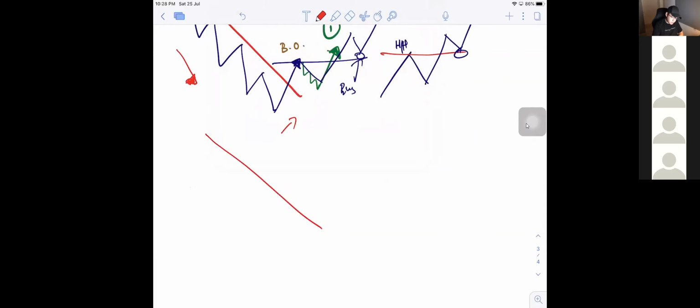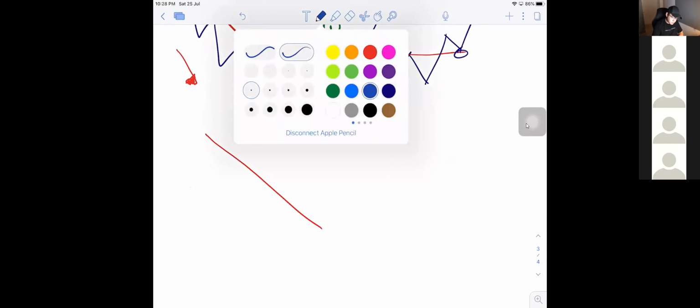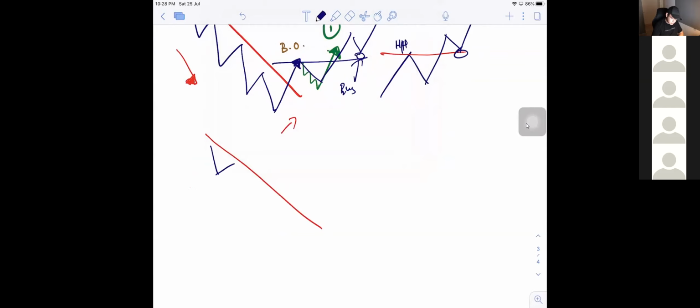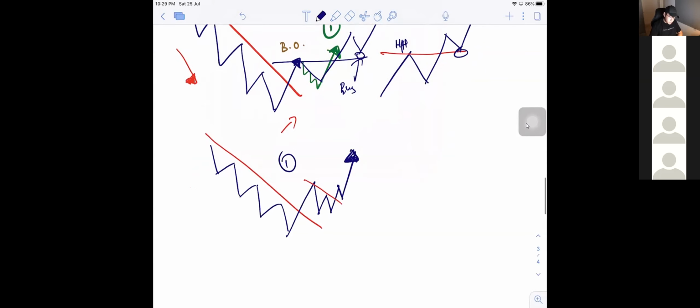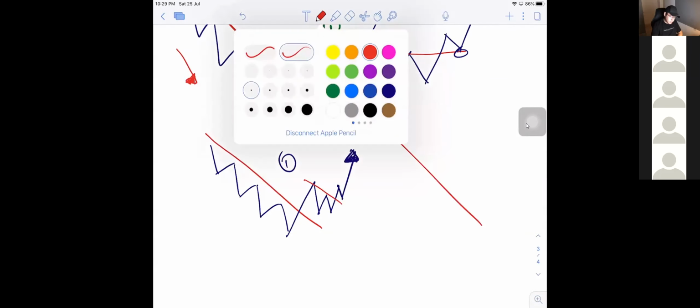There's a downtrend. Break, retest, retest, and market break again. Okay, pattern number 1. The second pattern, downtrend.